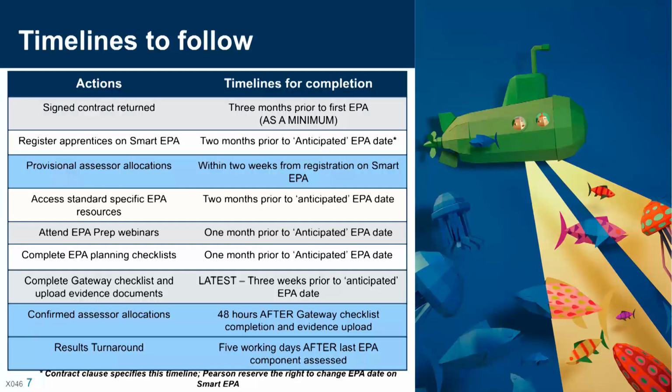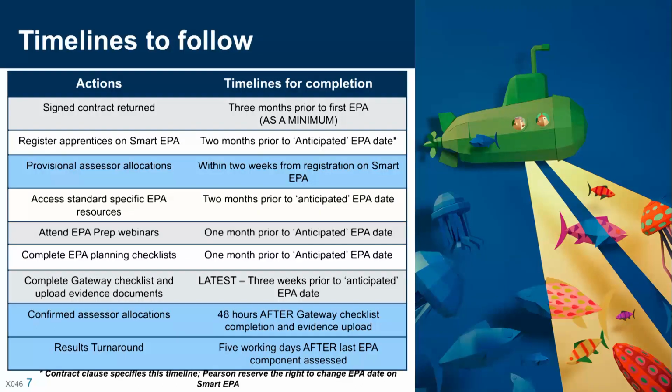Once you've returned the signed contract, you are able to register your apprentices on smart EPA, and we are recommending that you should register your apprentices at least 2 months prior to your anticipated EPA date. As soon as you register your apprentices, we will make provisional assessor allocations, because then we have visibility of the apprentice, the standard, the location where they'll be taking, and also the dates that they potentially will be taking their EPA.